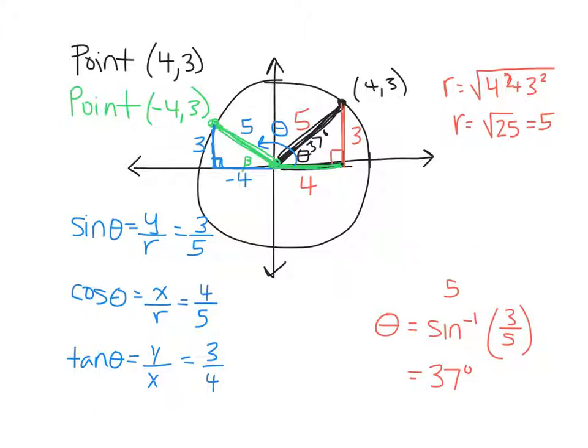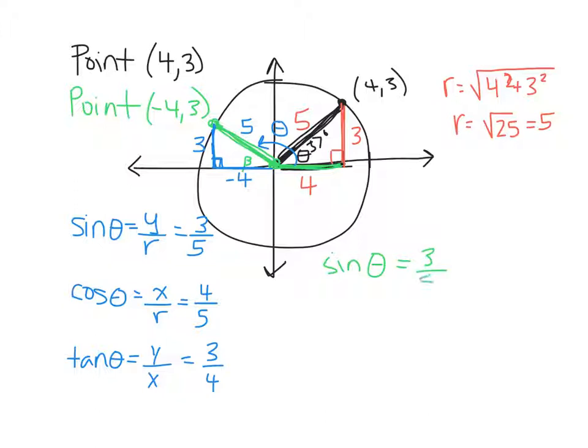Okay, I'm just going to erase our angle calculation here. Okay, so let's figure out our 3 trig ratios. So we've got sine theta equals y over r, so 3 over 5. So the sine ratios are identical. This one was 3 over 5 as well.